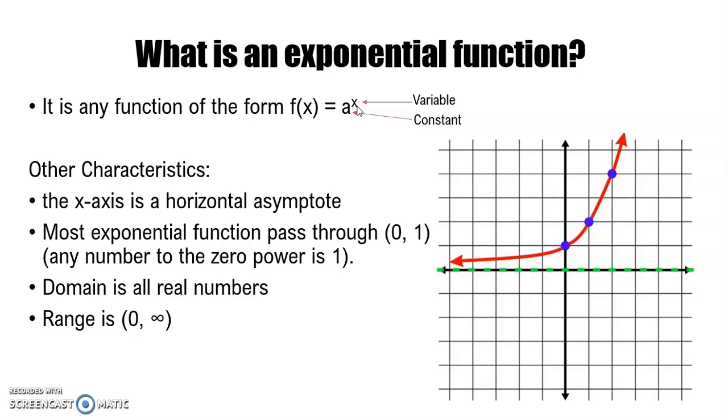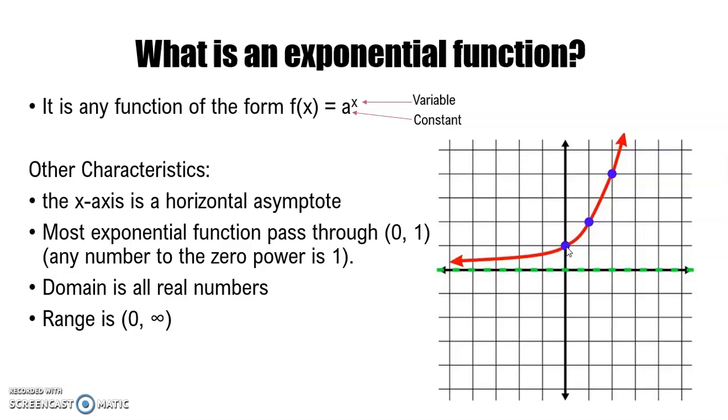Now, characteristics of an exponential function are that the x-axis is a horizontal asymptote. That means any exponential function that you graph is never going to touch the x-axis, unless you've done a transformation. Most exponential functions will pass through the point 0, 1 because any number to the 0 power is 1. And again, I said most because if you've done a transformation, that will no longer be true.